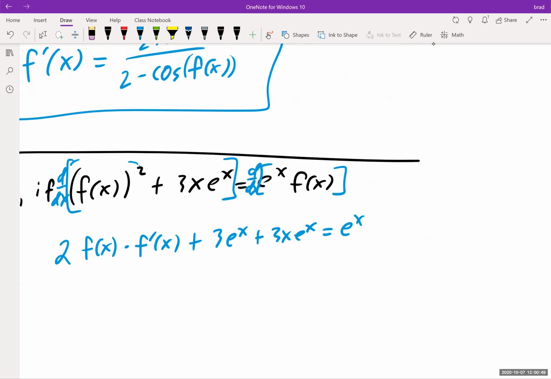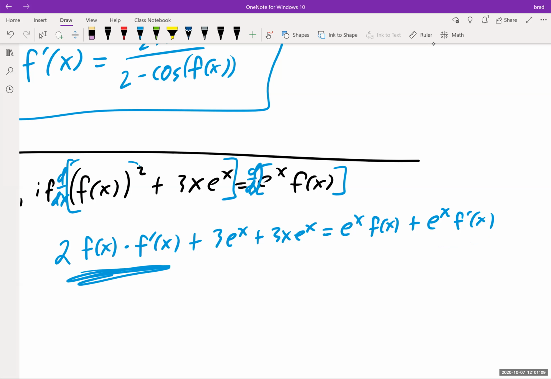Let's see here. e to the x f of x plus, rewrite e to the x, the derivative of f of x is f prime of x. So we got a lot going on in this problem, but I know I have an f prime of x here and I have an f prime of x here. So they need to be together, okay?